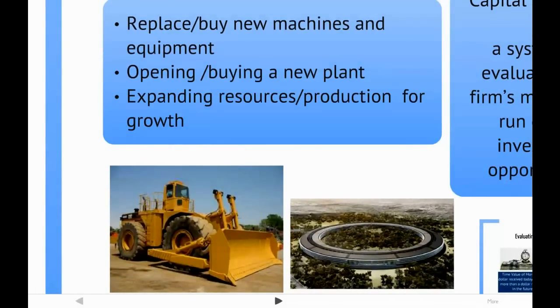Well, one of the things that you look at is replacing or purchasing new machines or equipment. Obviously equipment has a certain shelf life. We talked about depreciation when we discussed accounting. And so there's a certain number of years that certain equipment could be used. And we have to have a plan in place for when those machines are going to be replaced, so that ultimately we don't have our employees using obsolete equipment that is running very slowly, is very poor, and is affecting productivity. You're also looking at opening or buying new plants.